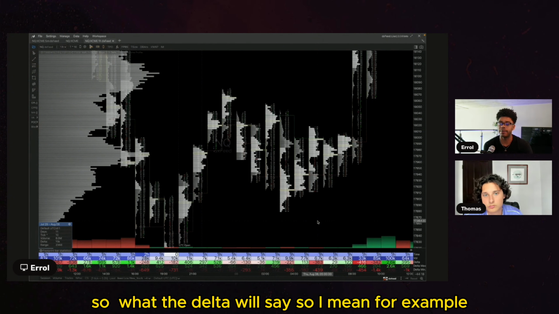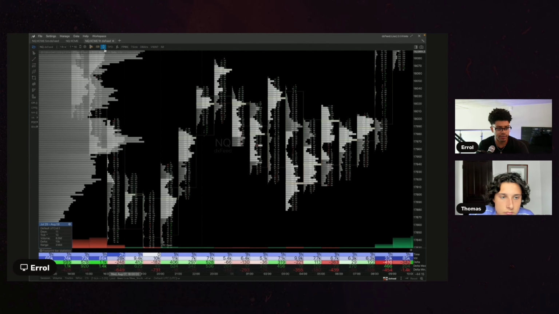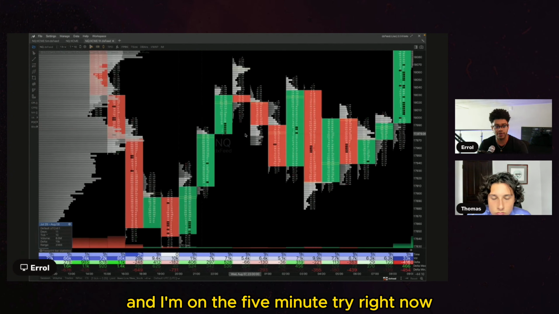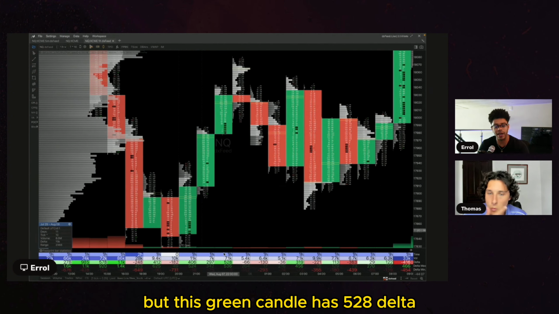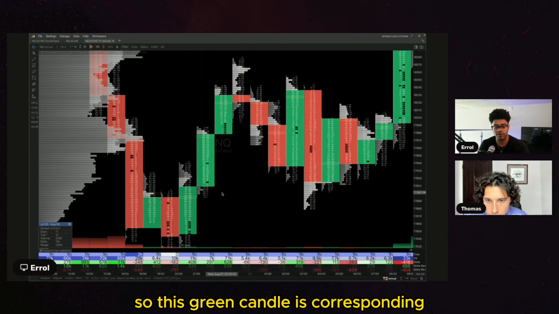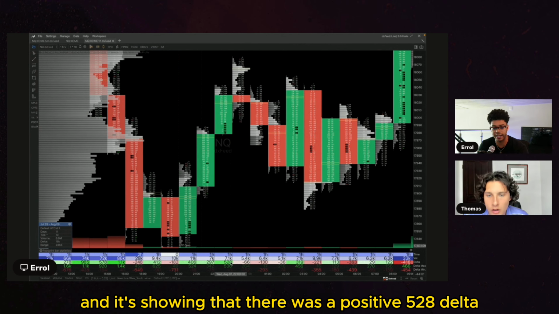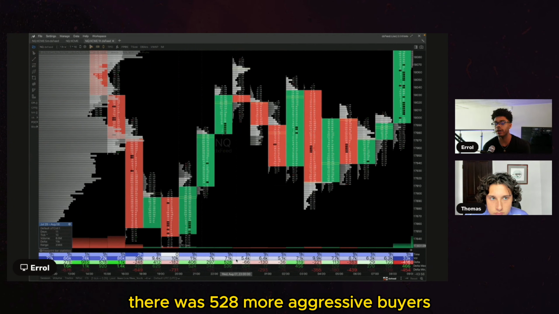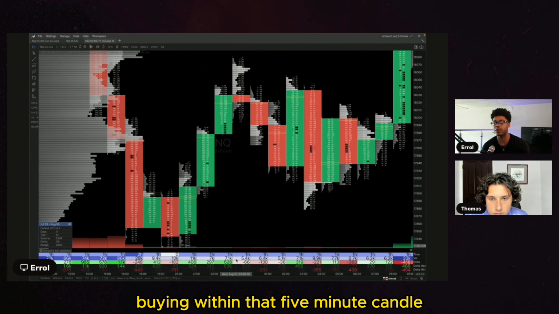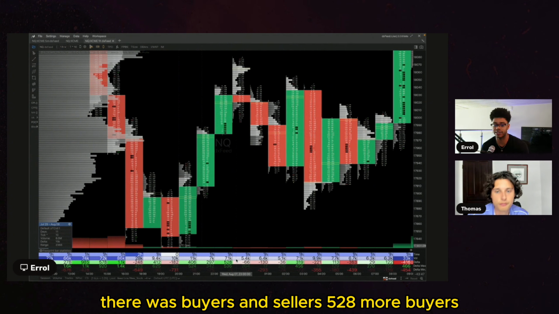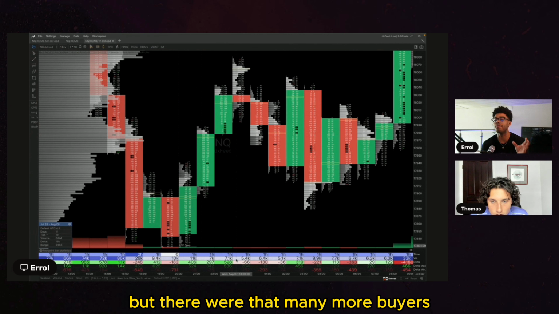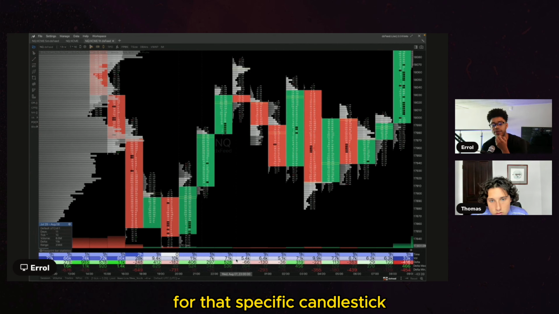So, for example, let me change this candlestick type back. You can see we have a green candle right here, and I'm on the 5-minute chart right now, but this green candle has 528 delta. This green candle is corresponding down here with the footprint, and it's showing a positive 528 delta. That's just letting me know there were 528 more aggressive buyers, aka people using market orders, buying within that 5-minute candle than there were sellers. So there are buyers and sellers there, but there were that many more buyers, and that's what gives us the delta for that specific candlestick.